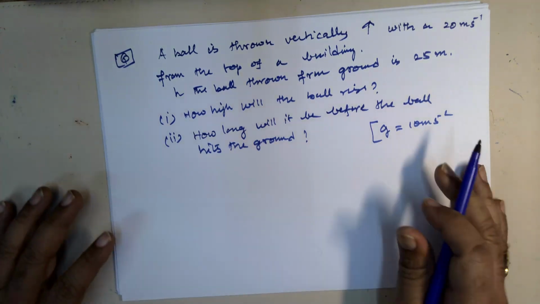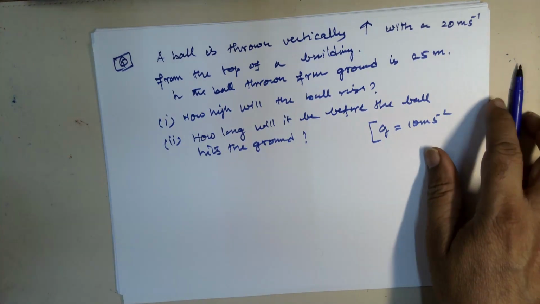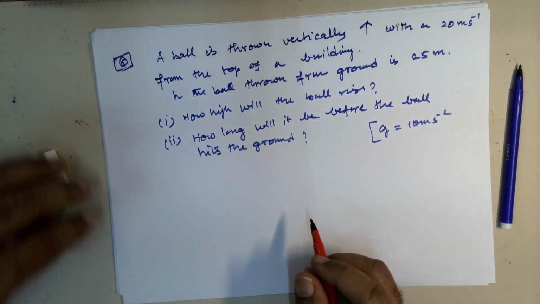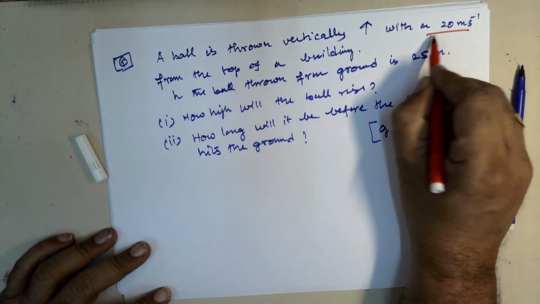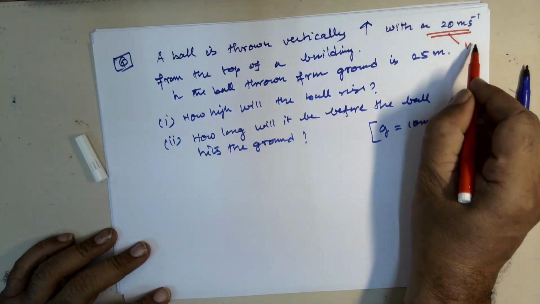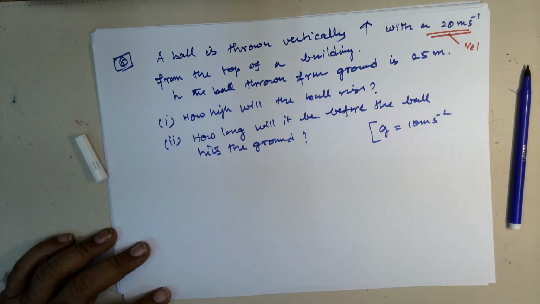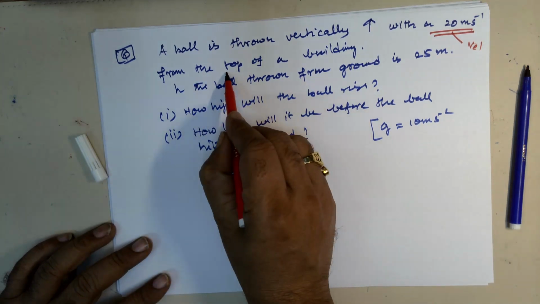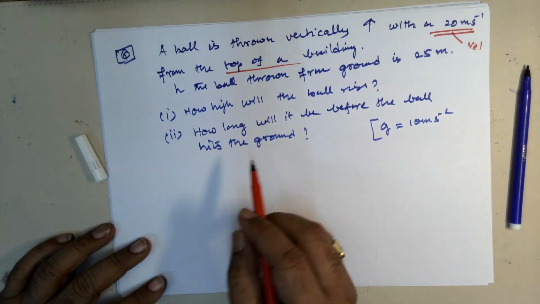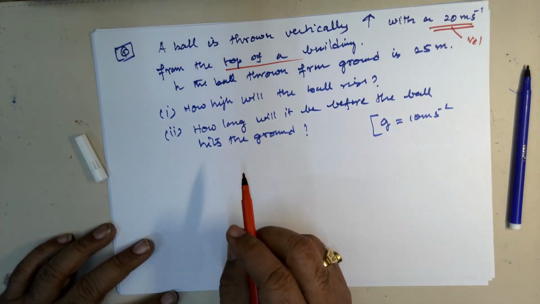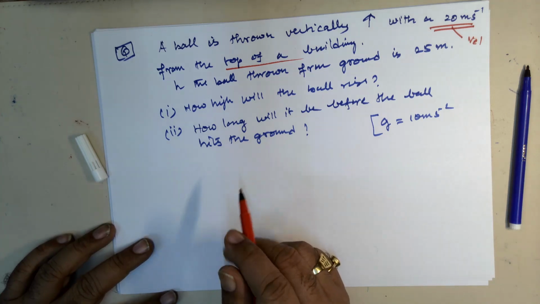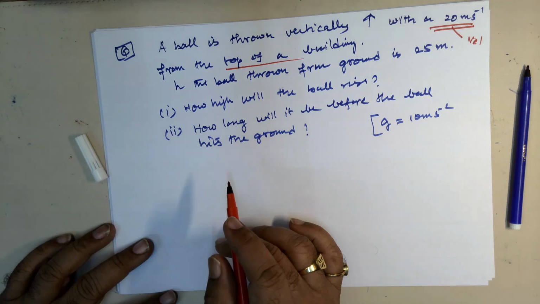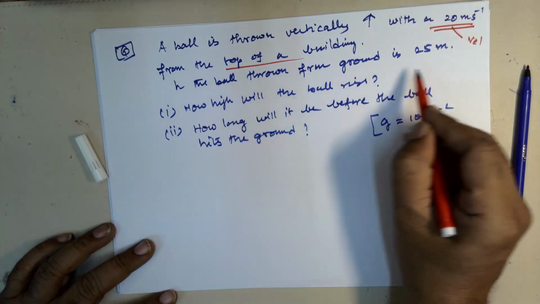Let us go through this problem. A ball is thrown vertically upward with a velocity 20 meter per second, from the top of a multi-storied building. Then the height of the point from where the ball is thrown is 25 meters.